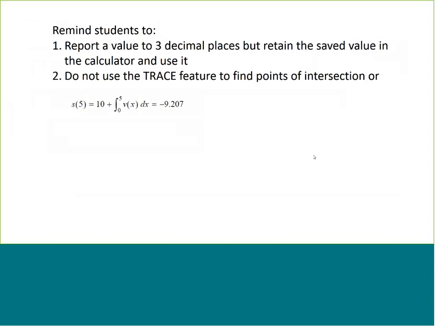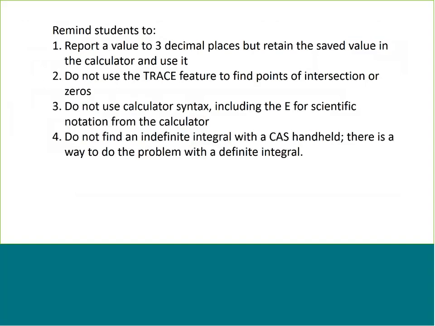So I just had a few things that I wanted to say that were like problems. Very often when they're using the calculators, they forget to report their values to 3 decimal places, but they need to retain the saved value in the calculator and use the saved value, not the 3 decimal place reported value. The second one I mentioned just a minute ago, not to use the trace feature to find points of intersection or 0.